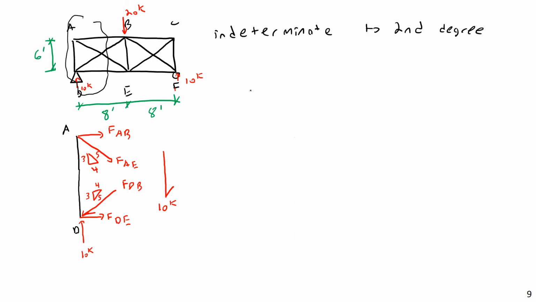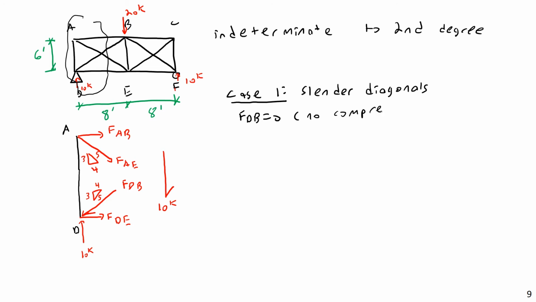Let's call this case 1: slender diagonals. In that case, FDB has to be equal to 0. Well, I used DB here, so let's keep using that. FDB equals 0 because no compressive force is possible. If these were just ropes or something like that, no compressive loads can be carried.